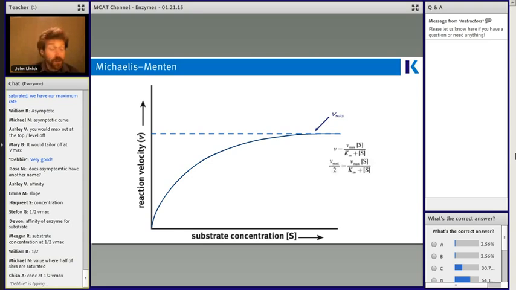So what you could then do to solve for this, notice if you take Vmax divided by 2, thus half the maximum rate, and then we do a little bit of algebra here.